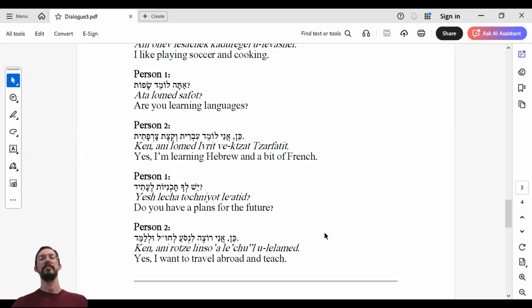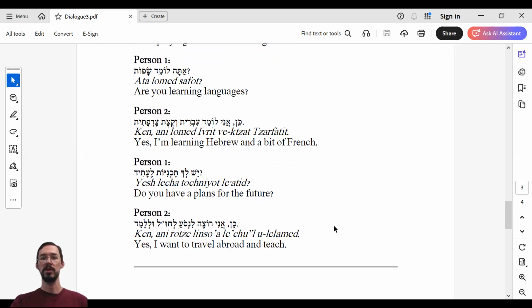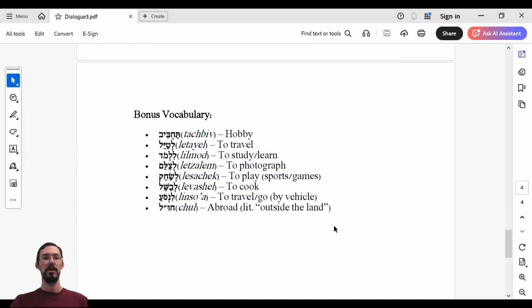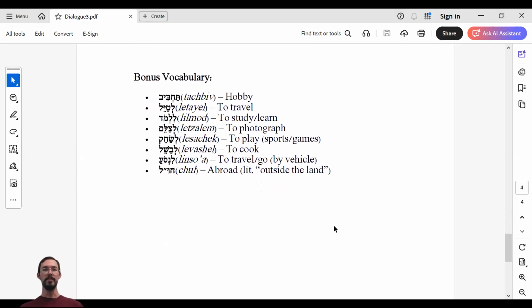Right. So אני רוצה לנסוע לחו"ל וללמד. I want to travel abroad and teach. Very good, guys. You should have that handout. If you don't, I can resend it again on the WhatsApp group.